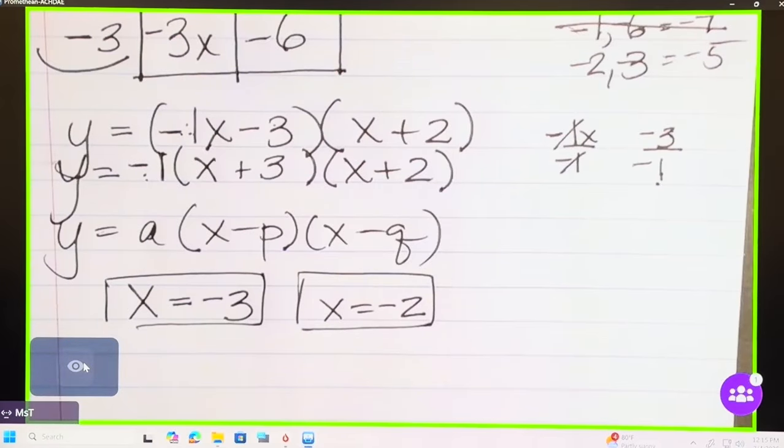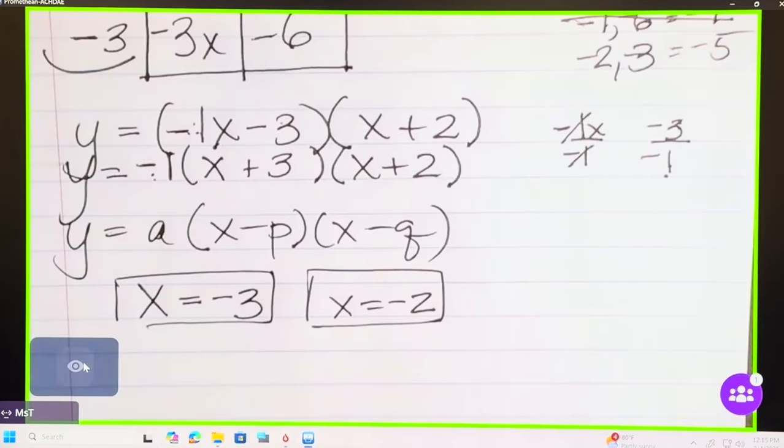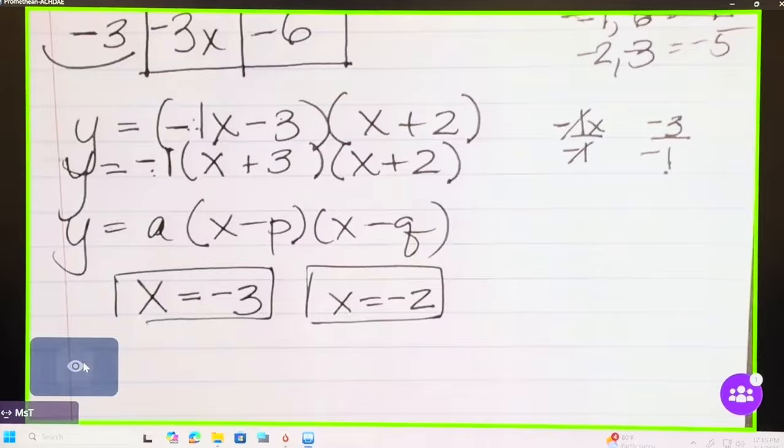Excellent. It would be what? Negative 2.5. Because what falls smack dead in the middle of negative 2 and negative 3? Negative 2.5. So if we need to find that, we could just add them together and divide by 2. That would give us negative 2.5. Plug that in and get our y. And we got our vertex now. Now we can write our vertex form.